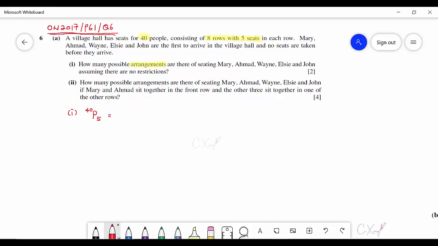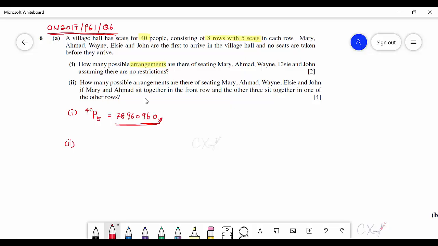Okay, so 40P5, that means you arrange 5 persons into the 40 empty seats. So the answer that you get should be 78960. Okay, so here we are done with the first question, first part. Then now we go to the second part.